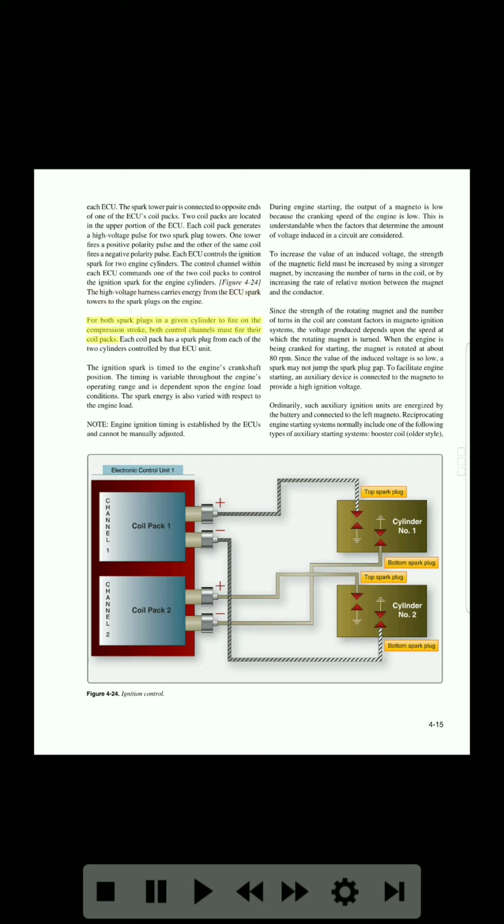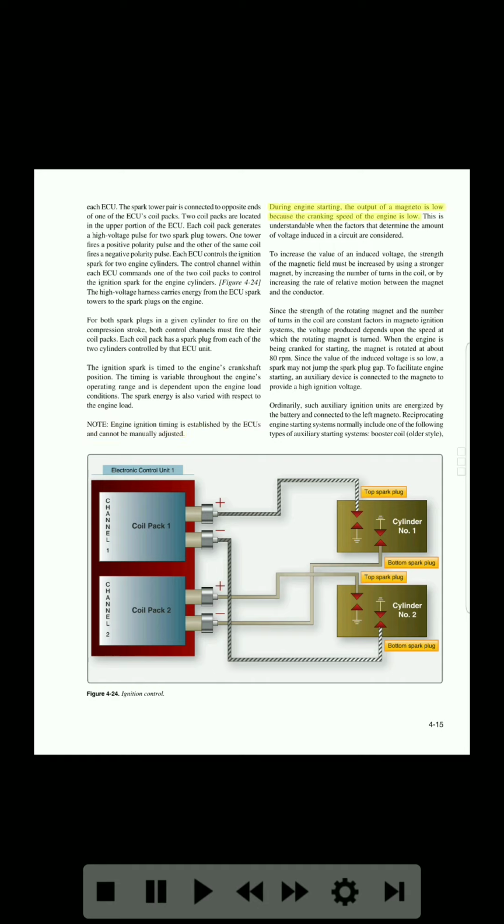For both spark plugs in a given cylinder to fire on the compression stroke, both control channels must fire their coil packs. Each coil pack has a spark plug from each of the 2 cylinders controlled by that ECU unit. The ignition spark is timed to the engine's crankshaft position. The timing is variable throughout the engine's operating range and is dependent upon the engine load conditions. The spark energy is also varied with respect to the engine load. Note: engine ignition timing is established by the ECUs and cannot be manually adjusted.